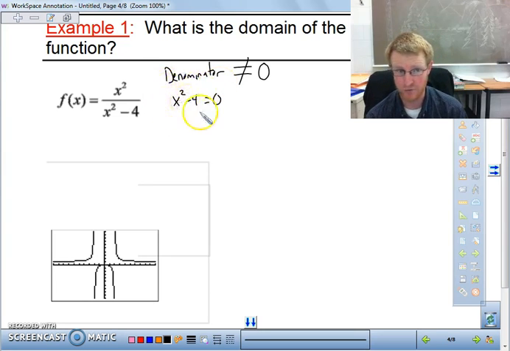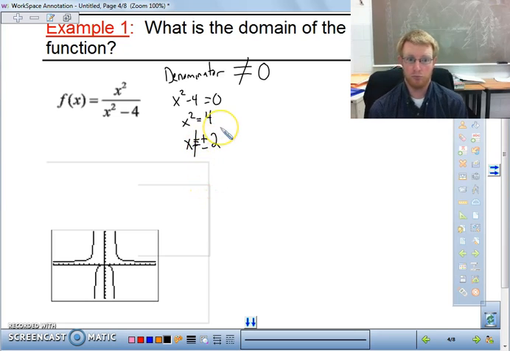You can factor this if you want to, but I prefer to just add 4 to both sides, and then take the square root of both sides and get plus or minus 2 is what our restriction is. So in this case, x cannot equal plus or minus 2. So is there any other restrictions? Well, there's no restrictions of what we can plug in on the top. We can substitute any value we want into the top, as long as it doesn't make the bottom 0. So the only restrictions here are plus or minus 2.